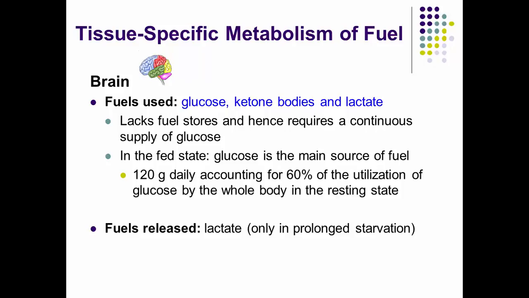Now let's talk about the specific tissue-specific metabolism of energy fuels. We already mentioned that different tissues may utilize different energy fuels, and in fasting conditions, different fuels are also utilized in different physiological conditions, right? So the first organ is the brain. What kind of energy fuels can the brain use?